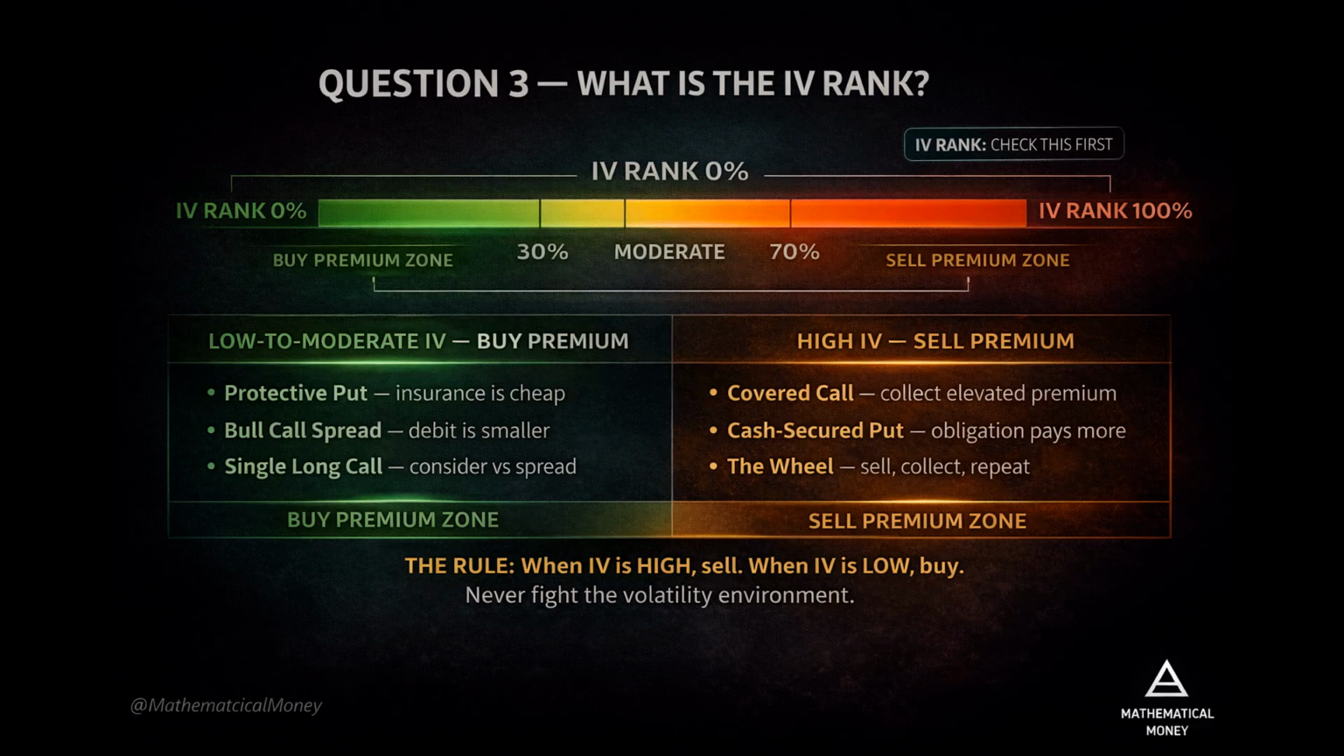Implied volatility is the options market's pricing mechanism. When IV rank is above 50%, options are expensive relative to their historical range. Selling premium in this environment means you are collecting more than the statistical average.